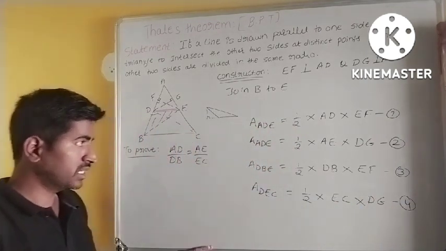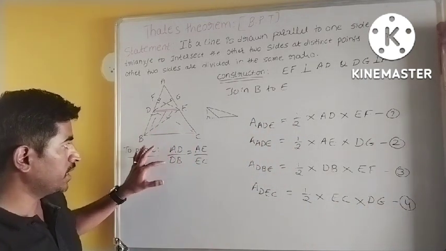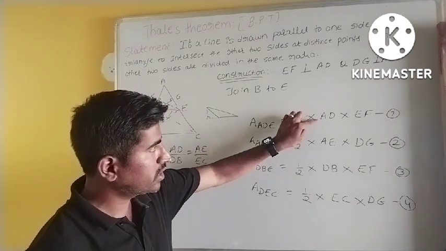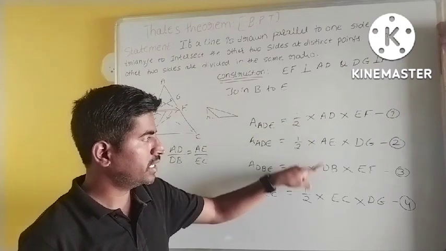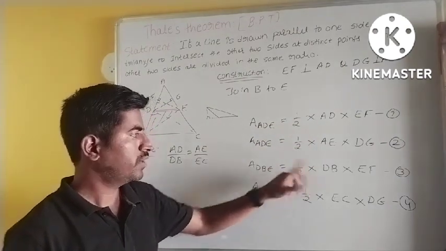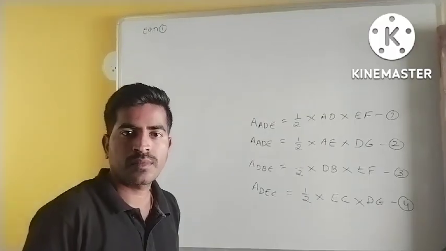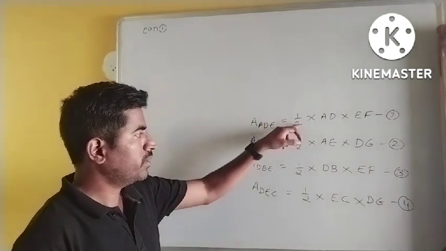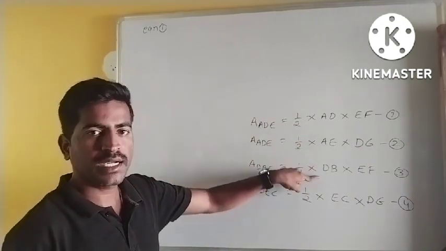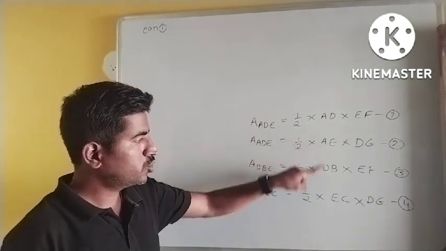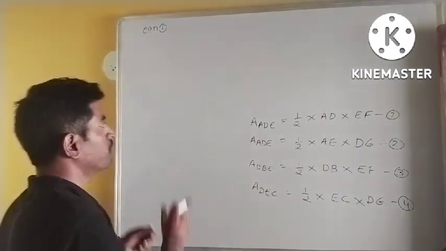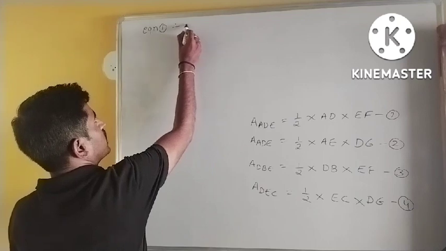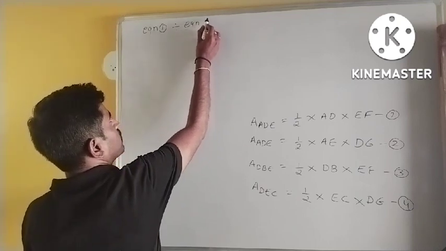Now it is very clear that in order to get AD by DB, I need to divide equation number 1 by equation number 3, so that I will get AD by DB. Equation 1 by equation 3 will give us AD by DB, and equation 2 by equation 4 will give us AE by EC. So equation 1 divided by equation 3.